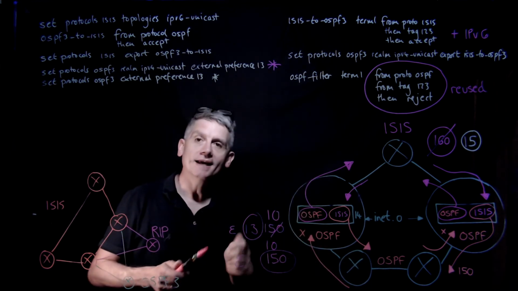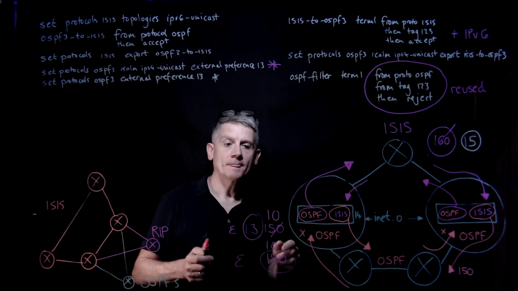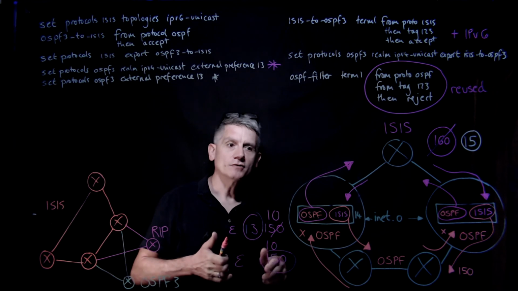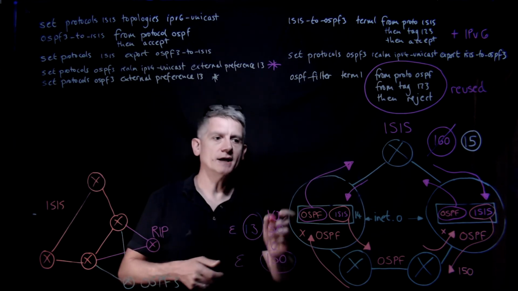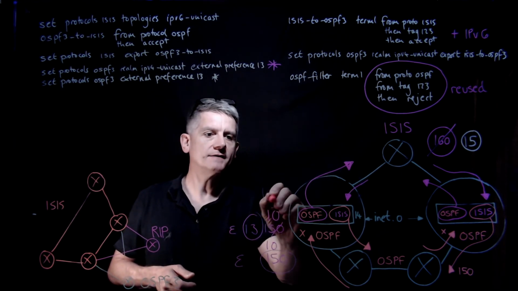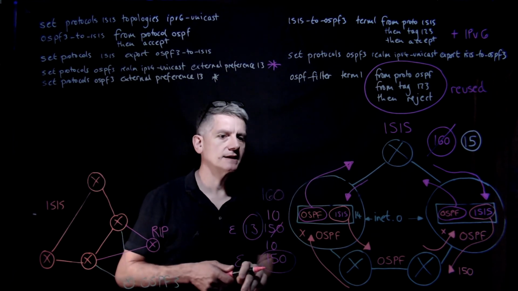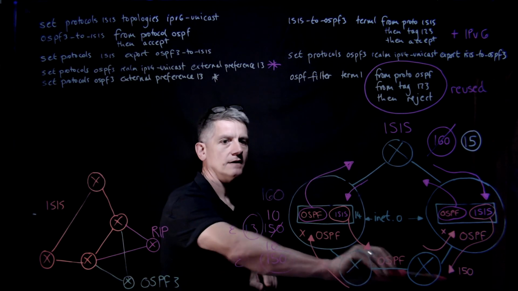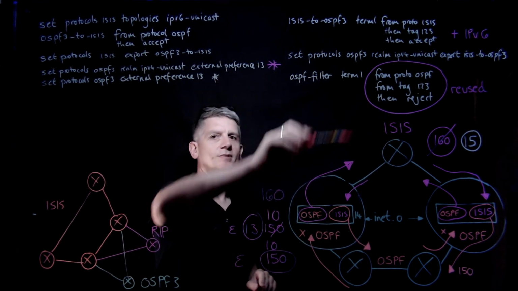However, if the ISIS was a version 6 external, then of course it would be sitting in the ISIS table at 160. And if it's sitting in the ISIS table at 160, it would be unable to defend itself from the OSPF at 150. And that is why this tag and block is required.